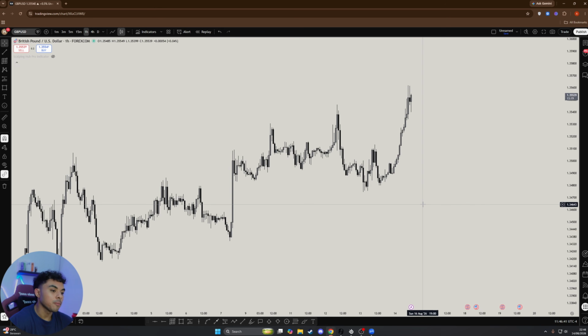Now, over here, guys, let's try to understand it a bit deeper. And that is the first thing to know: imbalances without liquidity, without efficiency, is nothing.